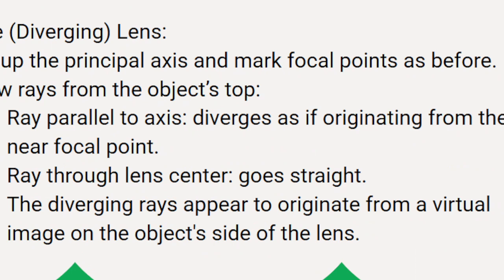When it comes to the concave lens, it is a diverging lens. So the same process: set up the principal axis, mark the focal points, draw the rays from the object's top. Now we have to draw a ray parallel to the axis, which diverges as if it is originating from the near focal point. In the case of convex, it is converging, now it is diverging. And a ray through the lens center goes straight, undeviated. The diverging rays appear to originate from a virtual image on the object side.